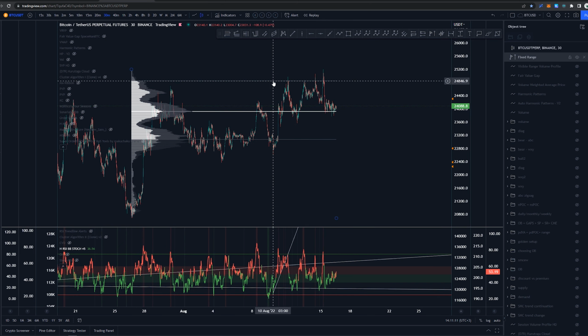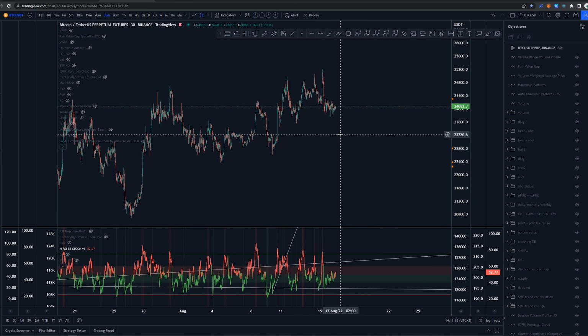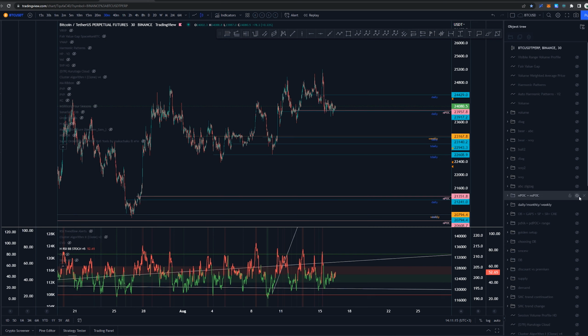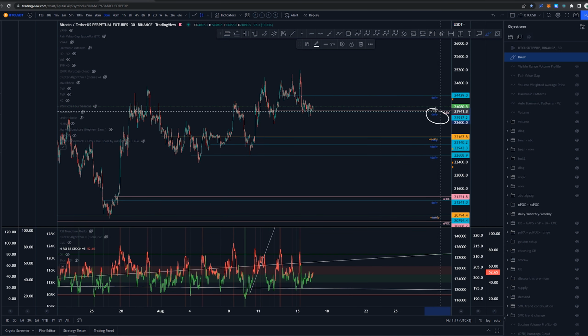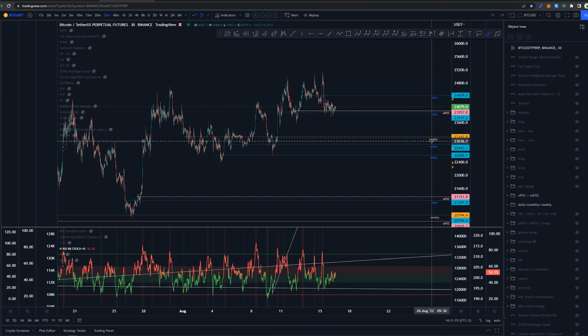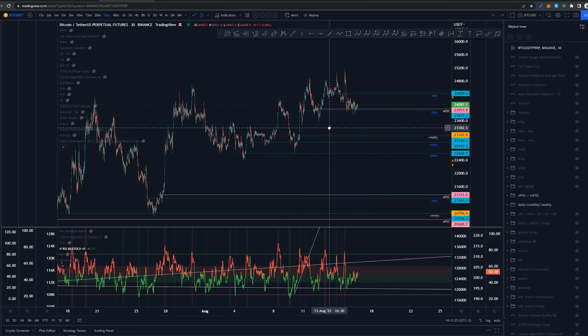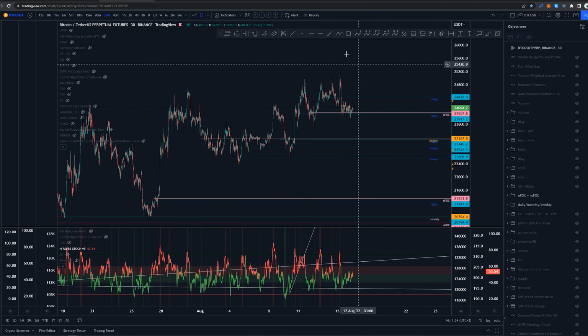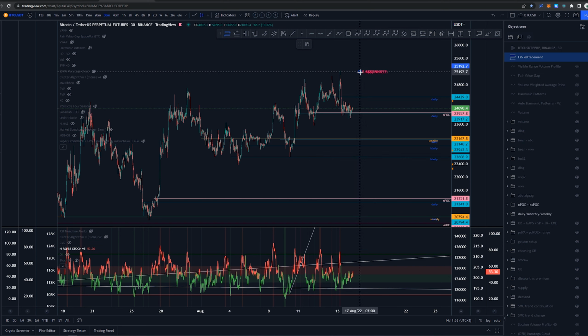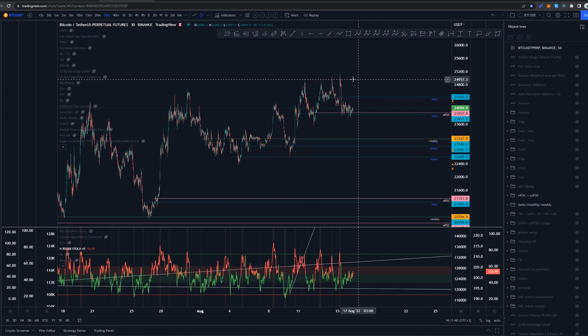Now, this is a kind of important area to look for. There are, of course, other areas here as well. We had a daily and a naked point of control right there. We have a weekly and daily right around 23.15k, which are, again, very interesting areas. Locally, we got a daily above us, 24.27k, which is, again, going to be one of those targets if we are about to retrace higher.